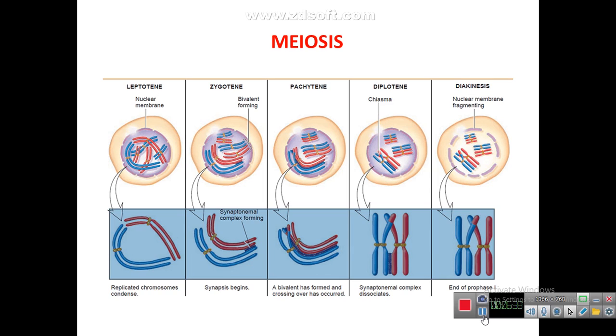What is crossing over? The exchange of segments between the non-sister chromatids of homologous chromosomes, that is the exchange of segments. The point where exchange occurs is known as the chiasmata.